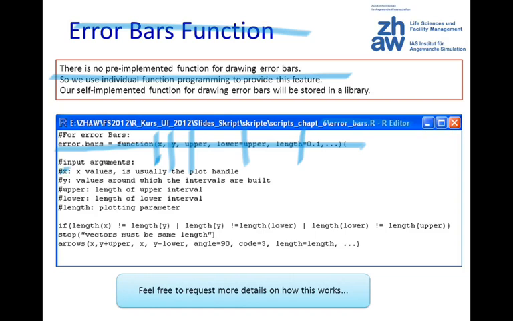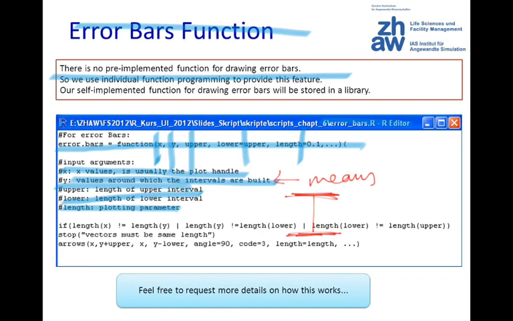X is usually the plot handle. I will show you an example. The y values are those that specify your intervals. It could be a standard deviation. Upper is the length of the upper interval and lower is the length of the lower interval. Sorry, that would be the standard deviation. Here you would have the mean. And length is a plotting parameter which tells you how long this part of an error bar is.